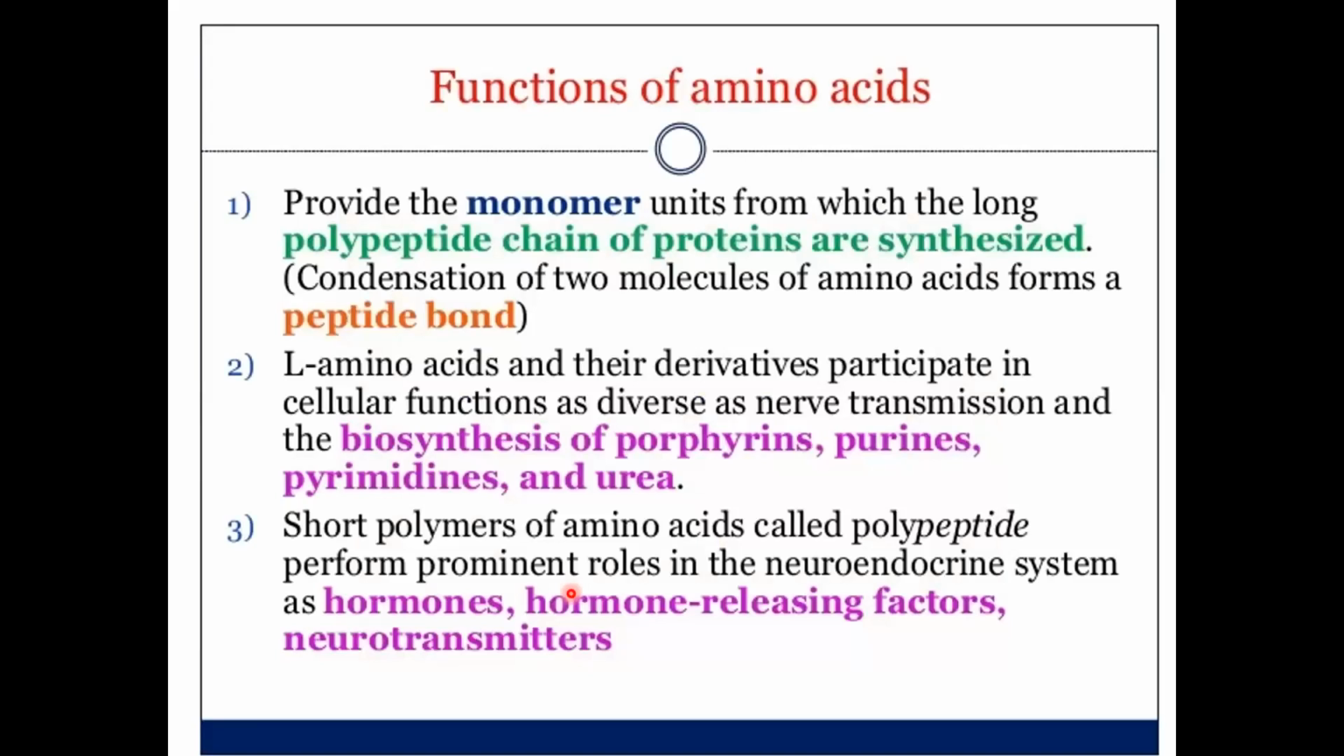And they are the monomer units from which a long polypeptide chain of proteins is synthesized. And condensation of two molecules of amino acid forms a peptide bond. L-amino acids and their derivatives participate in cellular functions, nerve transmission, urea synthesis, purine and pyrimidine synthesis. And similarly, polypeptides, short polymers of amino acids, perform a prominent role in neuroendocrine systems, hormones, hormone-releasing factors, and neurotransmitters.